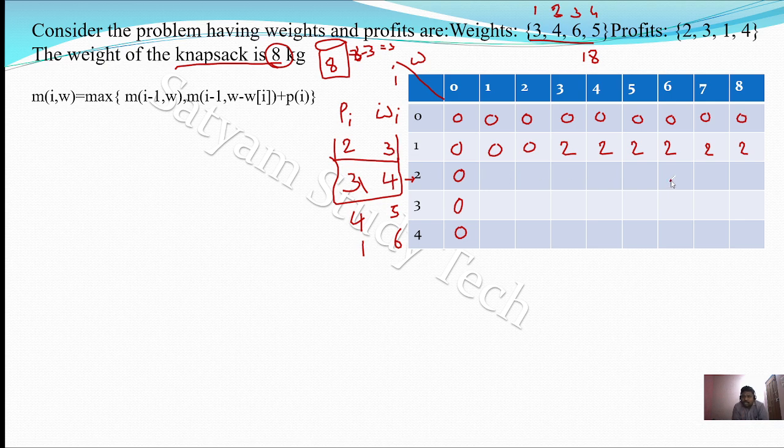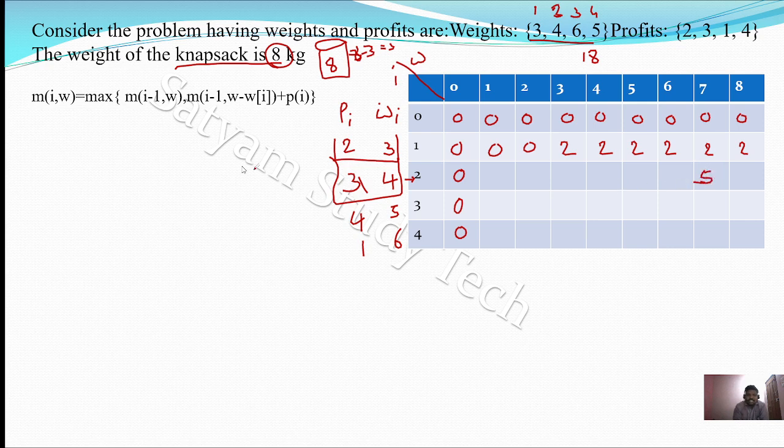Those two objects are put in this place, because the bag capacity here is 7, and 3 plus 4 is 7. So those two objects are put into the bag, and then you can get this profit, 2 plus 3, the profit is 5.